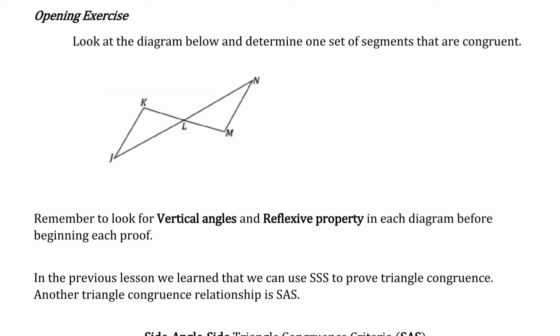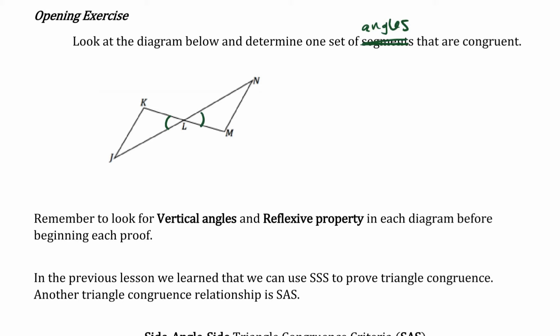All right, so let's first take a look at the opening exercise. It says, look at the diagram below and look for one set of segments that are congruent. That's actually a typo. That's supposed to say angles. Now, it looks like there are some angles that are congruent here, but there's one in particular that we know for sure are congruent, and that are these two angles here and here.